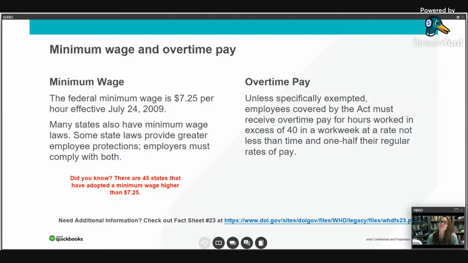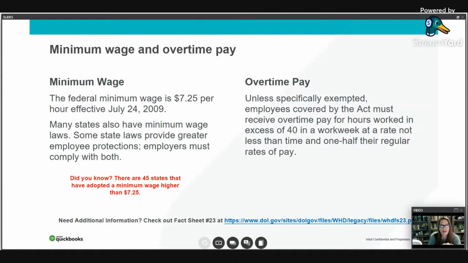So we really should maybe raise that. And then again, there are 45 states that have adopted a minimum wage higher than $7.25. So you want to make sure that you check out what the state minimum wage is. And if you have clients that have employees in different states, you're going to have to make sure you comply with each one of those different states.